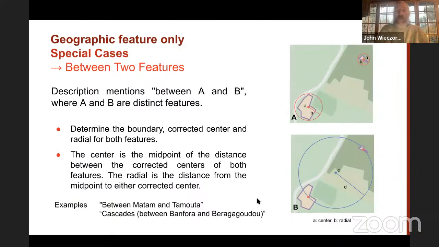Between two features: this is the case where, for example, we have two towns and the area is described as being between them. So in this case, there's a recipe that tells us about how to take the centers of the two features in question and draw what could be interpreted as everything that is meant by between those two things.